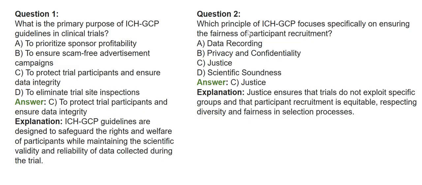Question 2. Which principle of ICH-GCP focuses specifically on ensuring the fairness of participant recruitment? Is it A, data recording? Is it B, privacy and confidentiality? Is it C, justice? Is it D, scientific soundness? And it is justice. As through justice, we maintain the fairness in the recruitment of participants or subjects. As justice ensures that trials do not exploit specific groups and that participant recruitment is equitable, respecting diversity and fairness in selection processes.